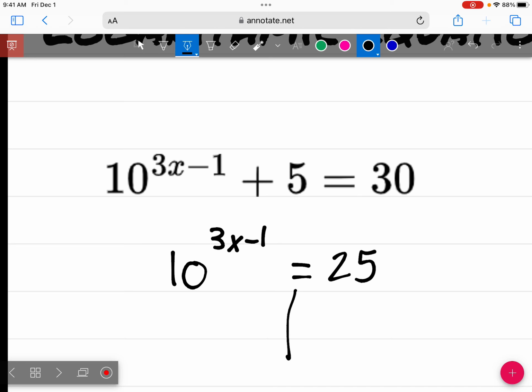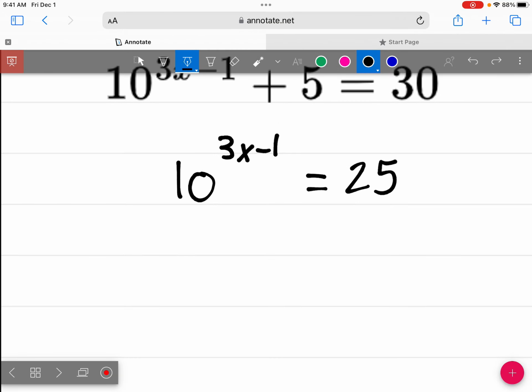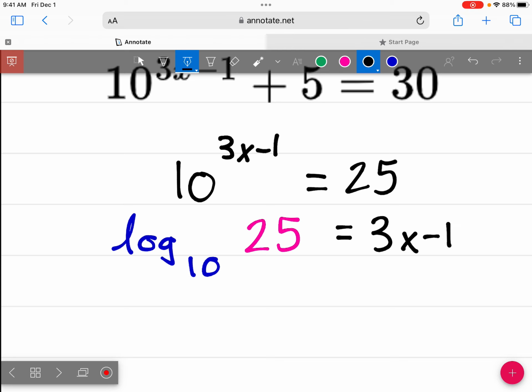Switch this around into log form, and my screen just freaked out on me. There we go. And we're going to have log base 10 of 25 equals 3x minus 1. Are you gonna add 1 on both sides? Not add 10 on both sides. No, not 10, 1. Add 1.